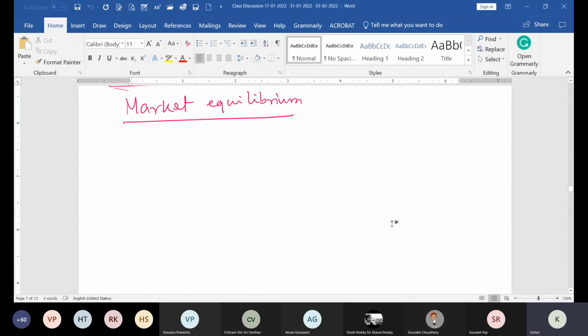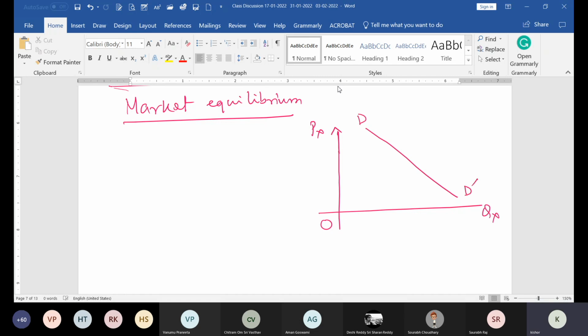So market equilibrium refers to a state in the market where quantity demanded is equal to quantity supplied. We were discussing market equilibrium, and before that we were discussing, suppose Qx or Q on this axis and Px on this side. In case of demand you get a negatively sloped demand curve, suppose D dash, and in case of supply you get a positively sloped supply curve.